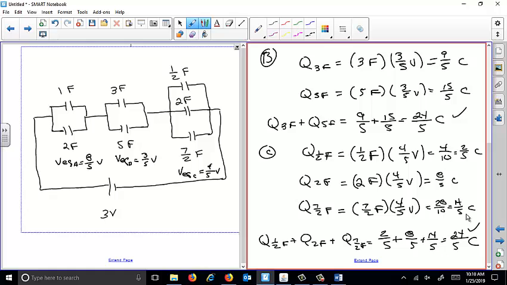So there's my answer, which must be right because they added up. So for part B, charge across the 3 farad capacitor was 9/5. Charge across the 5 farad was 15/5. 9/5 plus 15/5 is 24/5. Then for the 3 other parallel capacitors, they all have the same voltage of 4/5 volts. So here you get 2/5 coulombs, 8/5 coulombs, 14/5 coulombs. You add those together, you get 24/5.